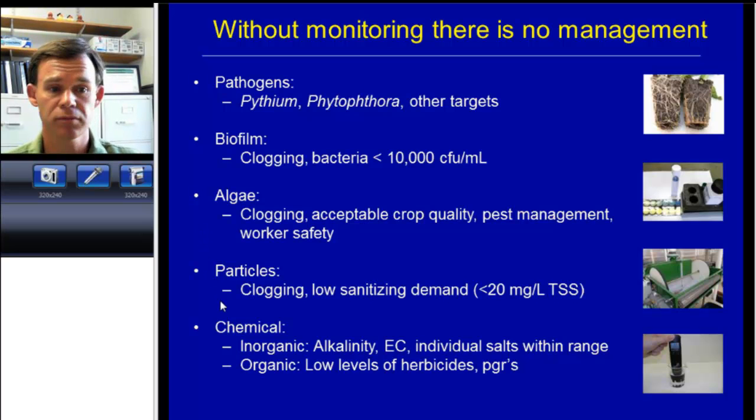For particles, again, see if we're clogging emitters with grit, with sediment and silt and so on. We can test suspended solids by sending a water sample off for them to measure that for us. And chemical treatments, we can also be testing for those as well. So without monitoring, there is no management.